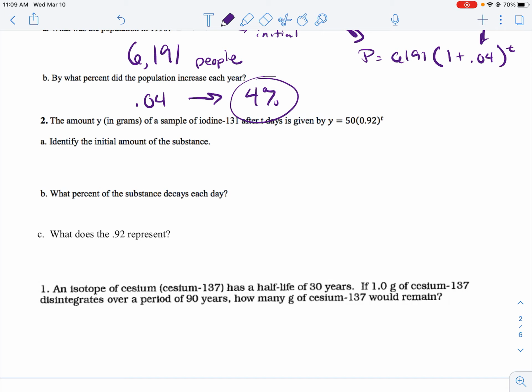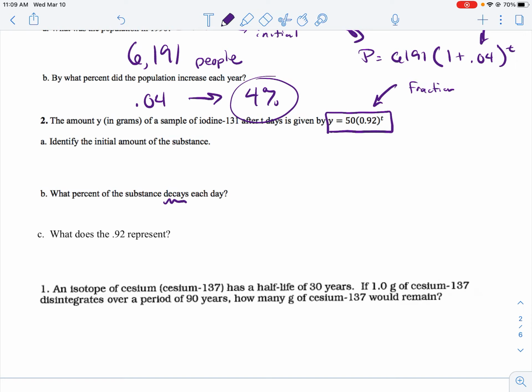Okay, the amount Y in grams of a sample of iodine 131 after T days is given by this equation right here. And so the question is, is this growth or decay? Now, if you read down the problem, in letter B, it says what percent of the substance decays each day. So sometimes it helps to read forward. As you can see here, we have a fraction inside the parentheses, and a fraction being raised to a whole number will create some sort of decay.